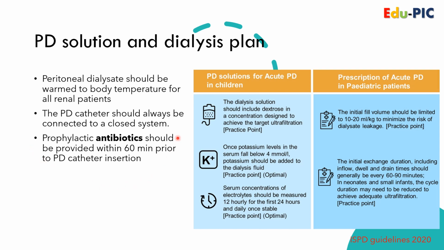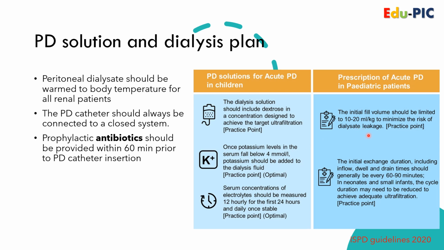And then, according to the International Society for PD and the guidelines that they came up with in 2020, your dialysis solution should include dextrose in a concentration desired to achieve ultrafiltration. Don't add potassium to your fluid unless your serum potassium has fallen below 4 millimoles per liter, or if you're starting your dialysis while your potassium is at that level. For the first 24 hours, you need to do U&Es or electrolyte levels every 12 hours, and then 24 hourly for the next few days, except if you've changed your regime, then you go back to 12 hourly.